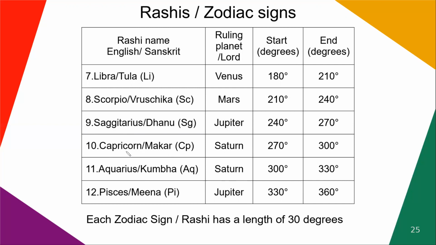Number 10 is Capricorn or Makar. Saturn is the ruler of Capricorn. It starts at 270 degrees and ends at 300 degrees in the zodiac. Number 11 is Aquarius or Kumbha. Saturn again is the ruler of Aquarius. It starts at 300 degrees and ends at 330 degrees in the Rashi Chakra.